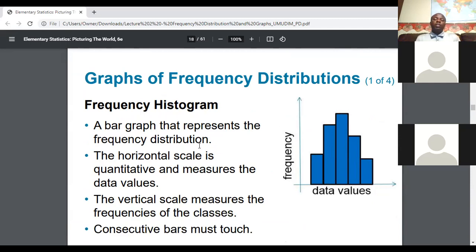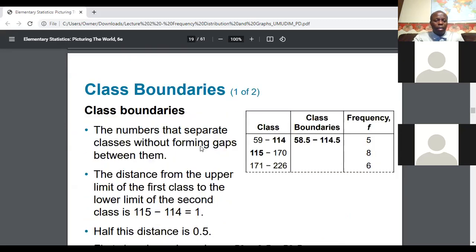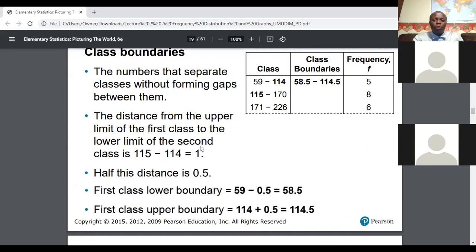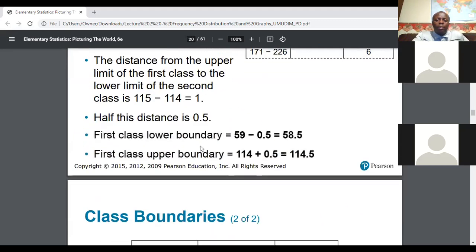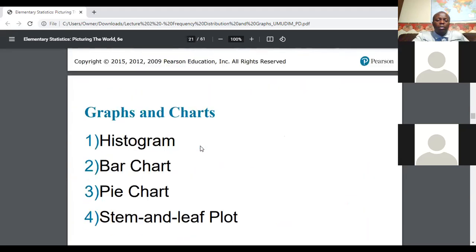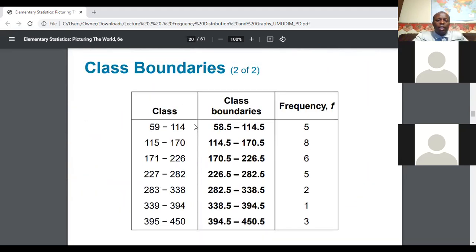Now, I've shown you the categorical frequency distribution and the grouped frequency distribution. Now let's look at some charts and graphs. Before we do that, I want to show you one more thing, what we call class boundaries, because some questions might ask you to get the class boundaries. How do we get the class boundaries?